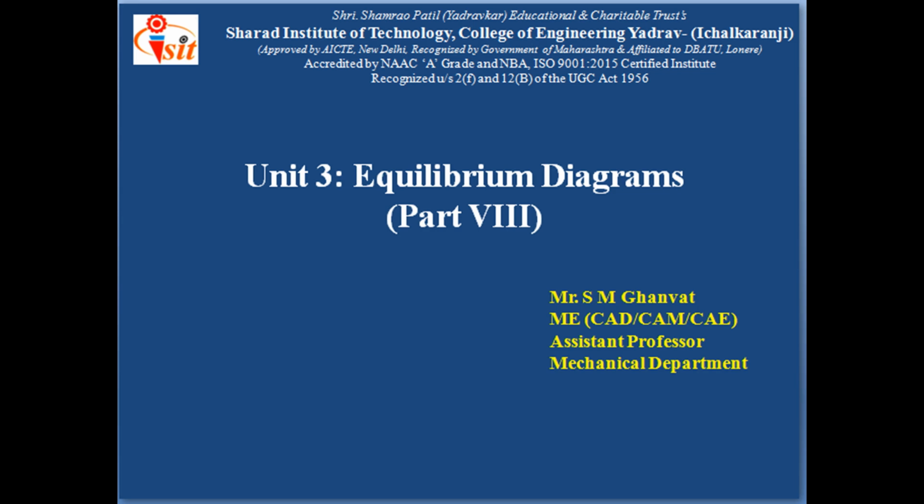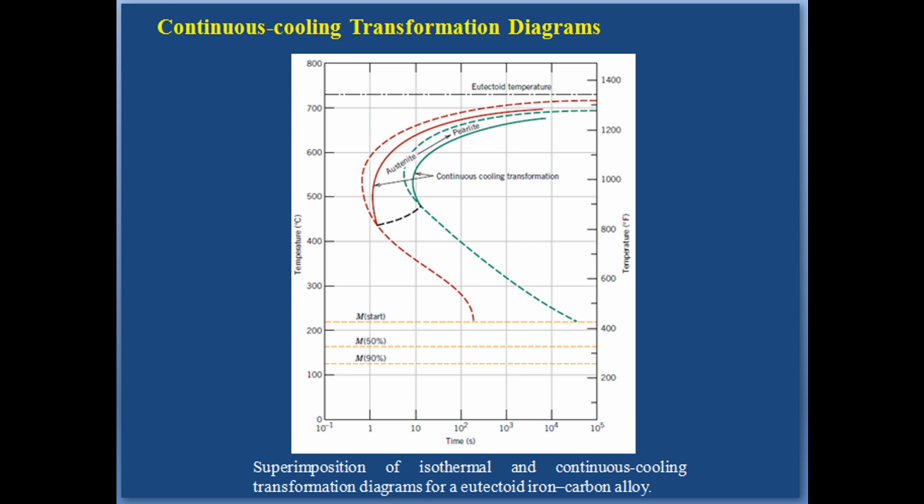We are discussing unit number 3, equilibrium diagrams. In this session of part 8, we are going to discuss continuous cooling transformation diagrams. Also, we are going to take a review of phase transformation and mechanical properties for iron carbon alloys. Now we are going to discuss continuous cooling transformation diagrams.